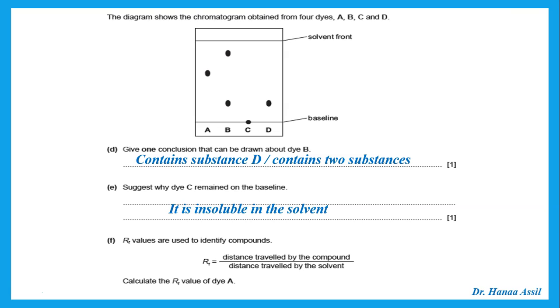RF values are used to identify the compounds. Calculate the RF value of dye A. Can you see dye A? How do we calculate RF value? Here he is telling me that it is the distance traveled by the spot divided by the distance traveled by the solvent. So in that case, you bring a ruler and you measure from the baseline to the spot of A divided by from the baseline to the solvent front, and this comes out to be 0.6, and that is reasonable because spot A is just above the middle of the paper.